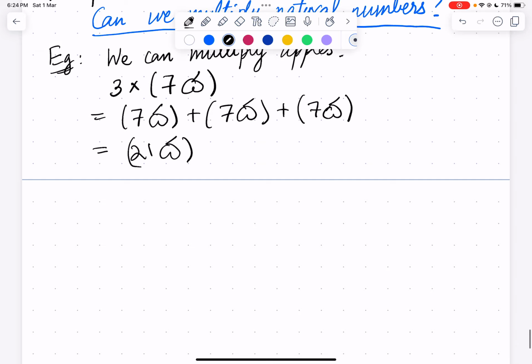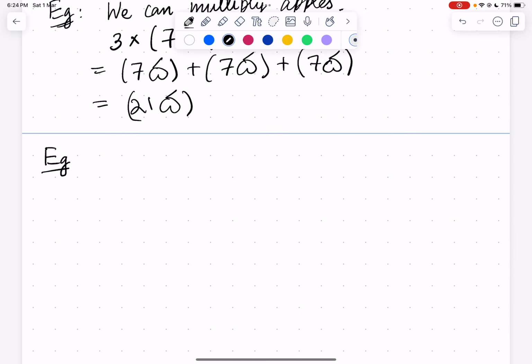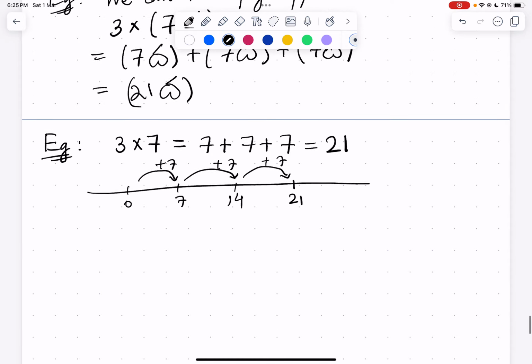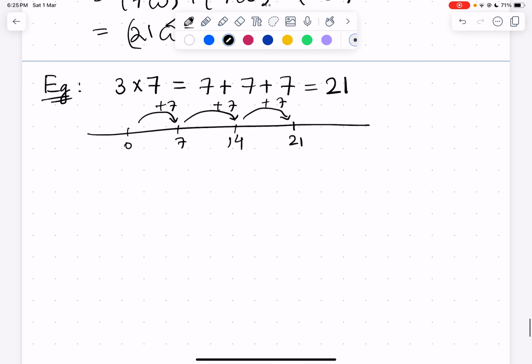So another example of multiplication. Same example, 3 times 7 is 7 plus 7 plus 7, which is equal to 21. So to do 3 times 7, you add 7 3 times, get to 14, get to 21. 3 times 7 means adding 7 3 times. Okay, so this is how we multiply natural numbers.